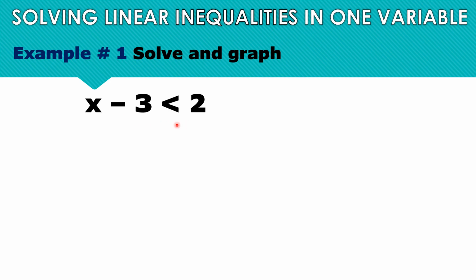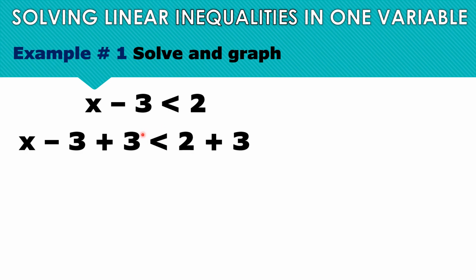So to isolate x, we add 3 to both sides of the inequality. So we have x minus 3 plus 3. So this is x because negative 3 plus 3 is 0. Then we have less than 2 plus 3, which is equal to 5. So therefore, we have x is less than 5. That means the solution set is all real numbers less than 5.